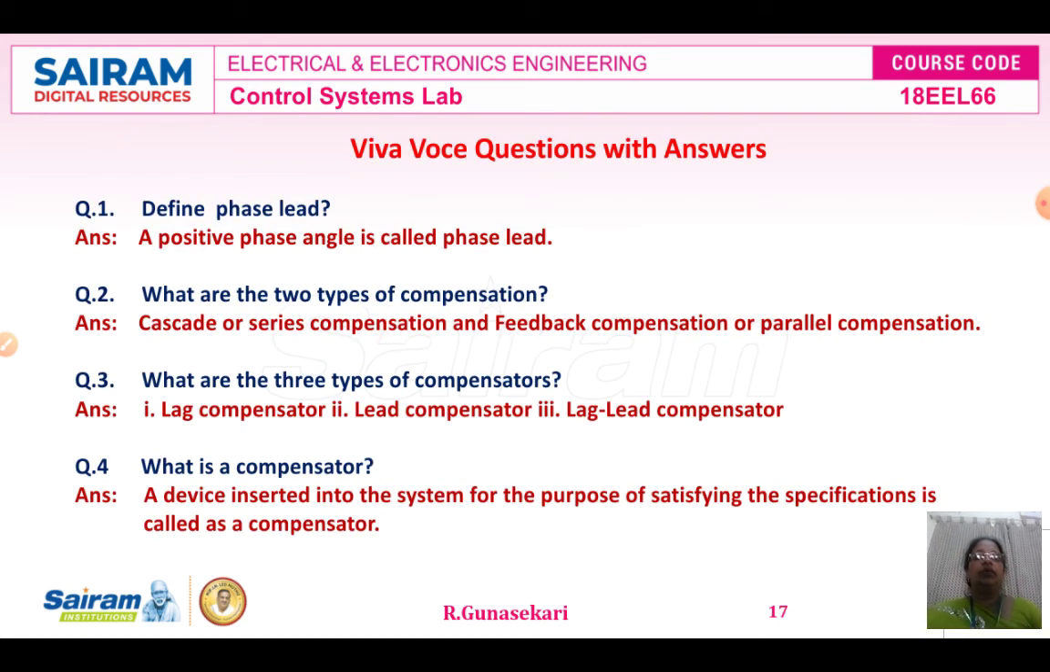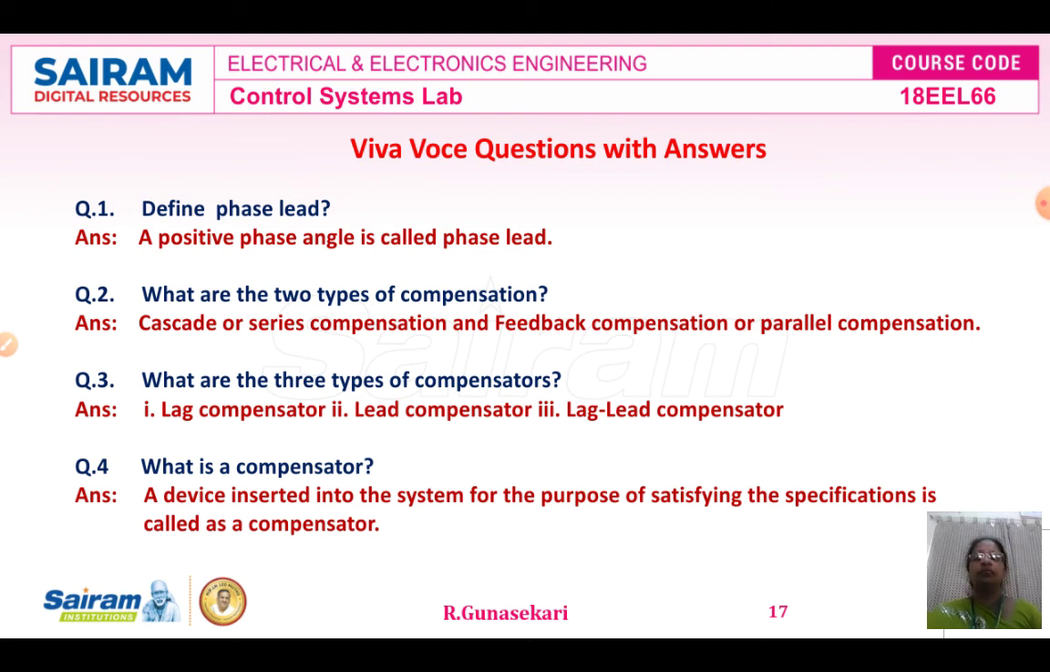These are the viva voce questions. First, the phase lead. What is the definition of phase lead? Phase lead is nothing but the positive phase angle, called the phase lead angle. There are two types of compensation. One is series compensation or cascade compensation. Another one is feedback compensation or parallel compensation.